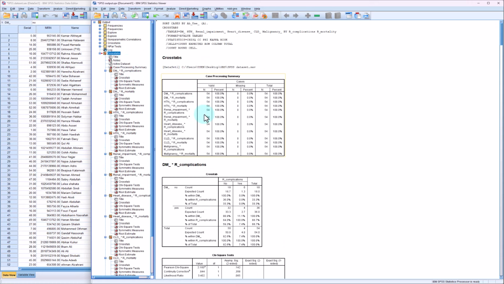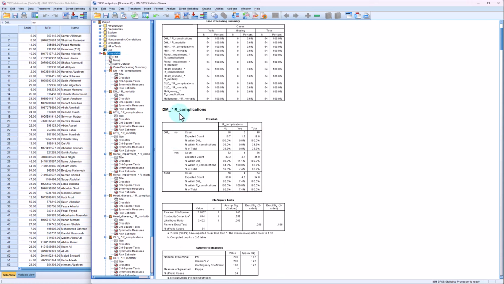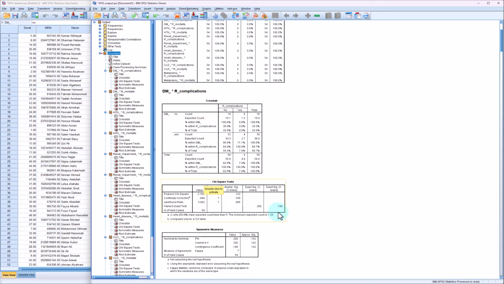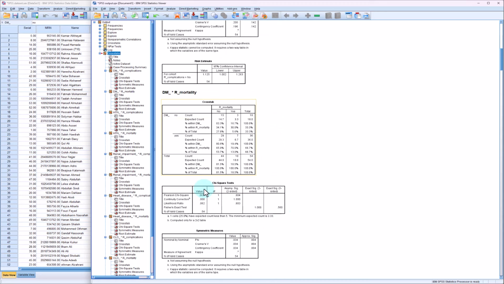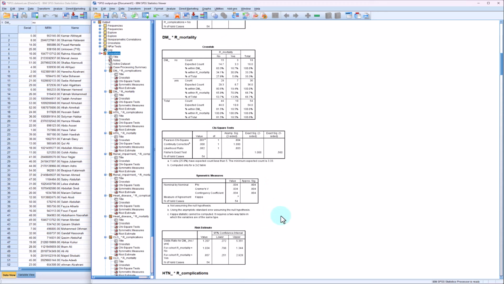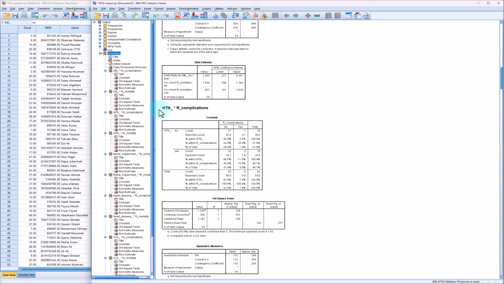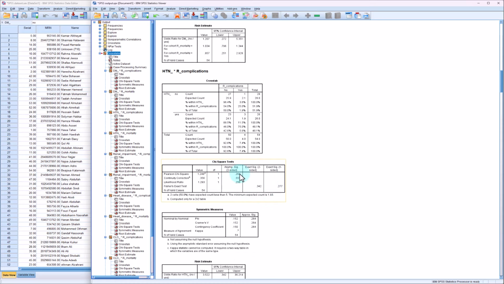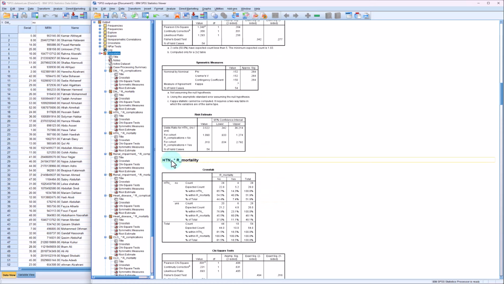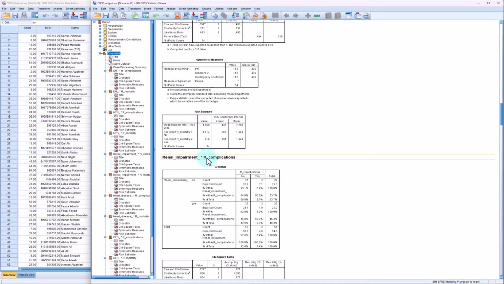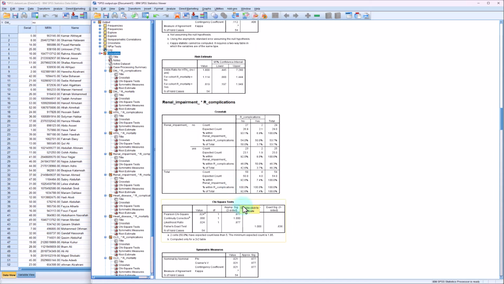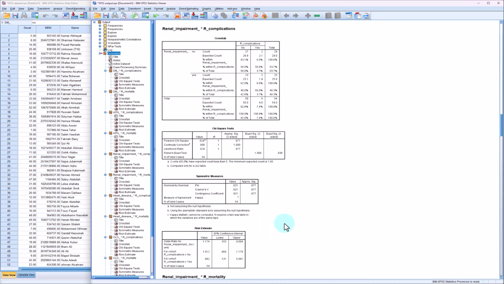The first one is the association between diabetes and complications. Here we can see no statistically significant result. Diabetes and mortality, again no statistically significant result. Hypertension and complications, not associated. Hypertension and mortality, not significantly associated. Renal impairment and complications, not significantly associated. All p-values are more than 0.05.